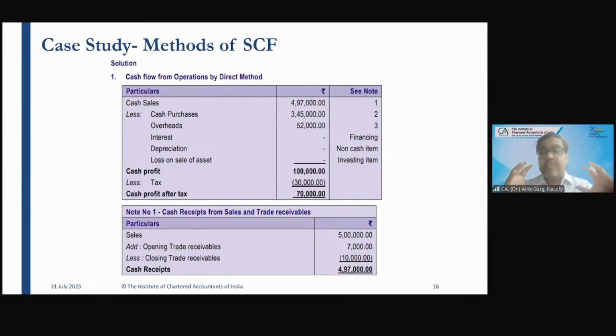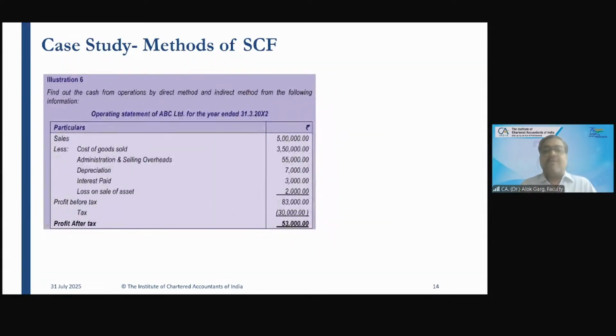Cash collected from sale of goods. So what is the amount of sales which is given? 5 lakh. So if I have made a sale of 5 lakh rupees, okay, just wait for a minute.